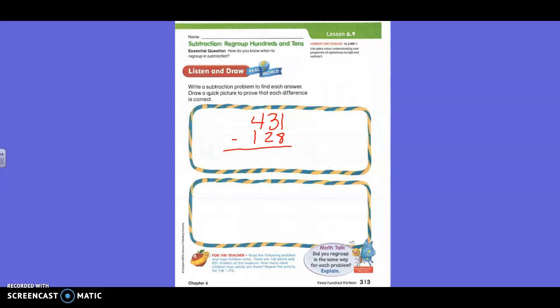All right, 1 minus 8. Can't do. So you come over to the 3, you make it a 2. And the 1 is a 11. Okay, 11 minus 8 is? Keep going, everyone. I know y'all did it. Okay, 2 minus 2? 0. 4 minus 1? 3. Okay, 303 more children.